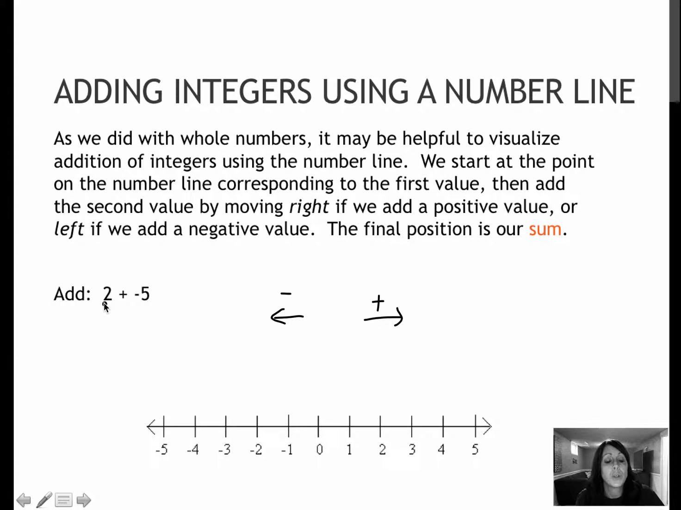So if I'm adding 2 plus -5, I'm starting at 2, and then I'm going to go 5 in the negative direction. So I'm going to go 1, 2, 3, 4, 5 in the negative direction, and I landed on -3. So my result is -3. Again, I can use the number line to help me visualize that. I started at 2, and then I moved 5 to the left because it was a negative.